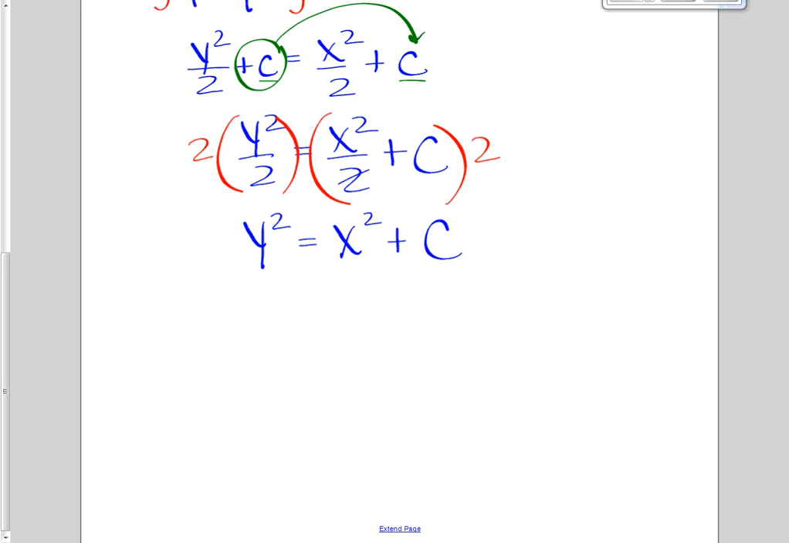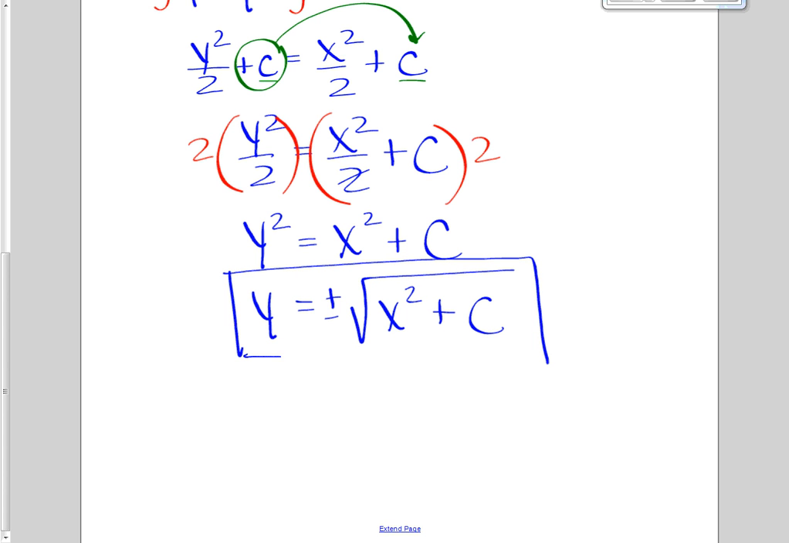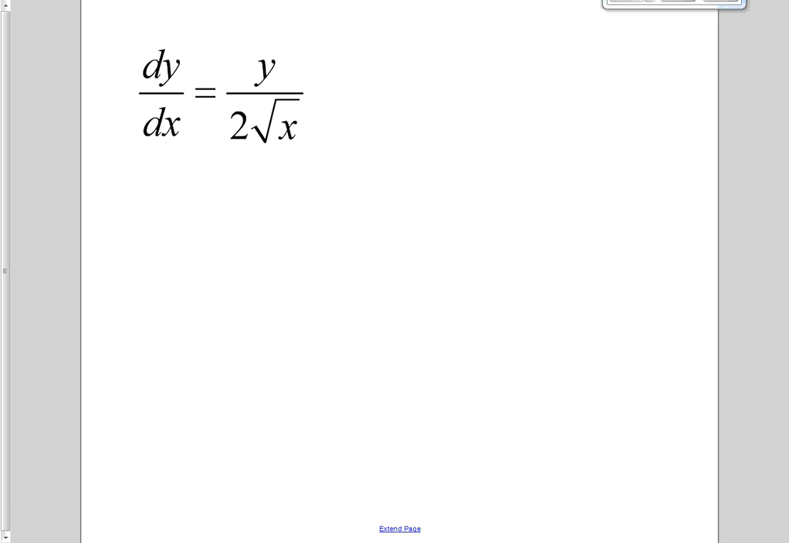A lot of times you'll see the answer actually left like this, but technically, if our idea is to get y by itself, I would go one step further and put my answer like that. Just, of course, taking the square root of both sides. That's the basic idea. Let's look at one more, just a little bit more complicated.